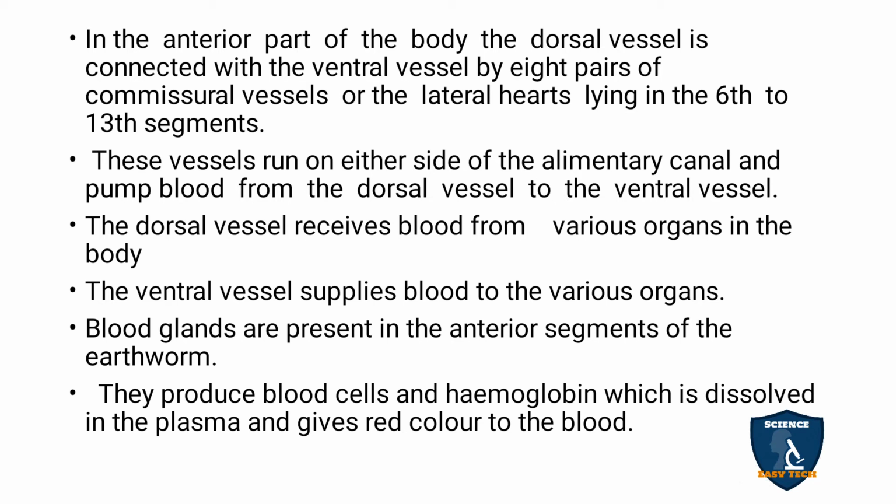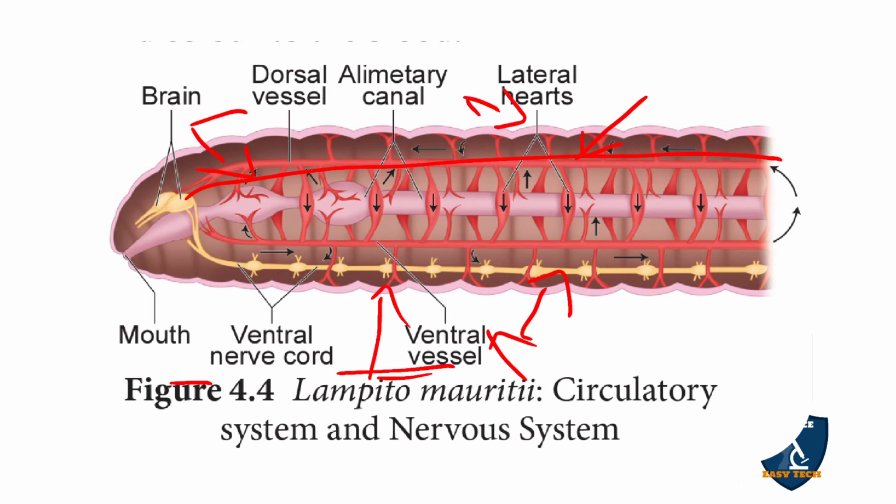The dorsal vessel receives the blood from various organs of the body, but the ventral vessel supplies the blood to various organs of the body. The blood glands are also present in the anterior segments of the earthworm, that is in the front side, in the upper side. These blood glands produce blood cells and hemoglobin, which are dissolved in plasma, and this gives the red color to the blood. You can see this red color is due to the hemoglobin and blood cells dissolved in the plasma.